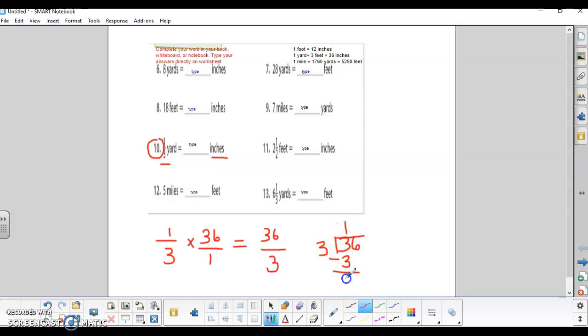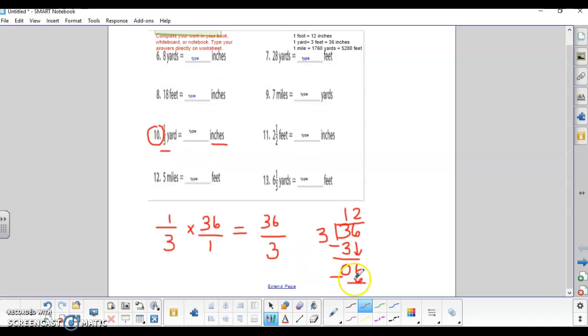3 minus 3 is 0. We bring down our 6. 3 goes into 6 2 times. 2 times 3 is 6. 6 minus 6 is 0. So 1/3 of a yard equals 12 inches. And on your paper, you would just type that answer in right there.